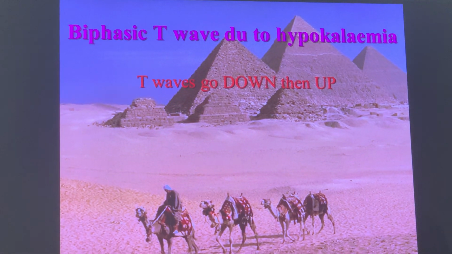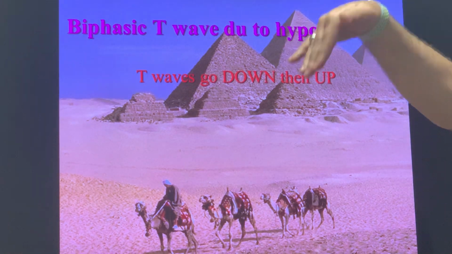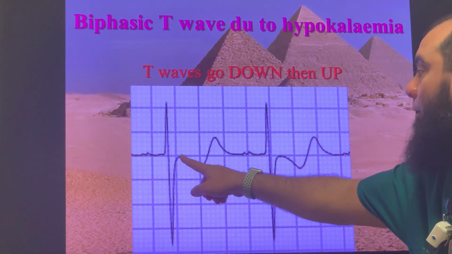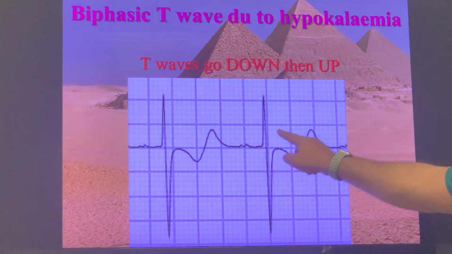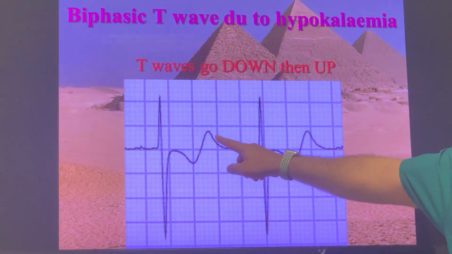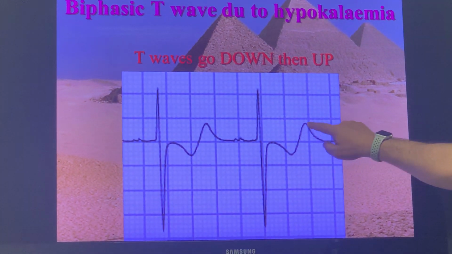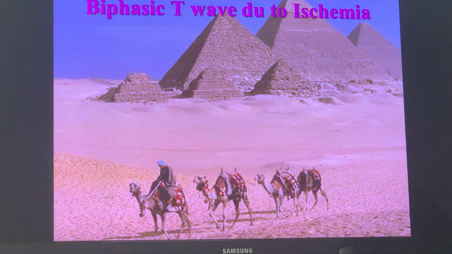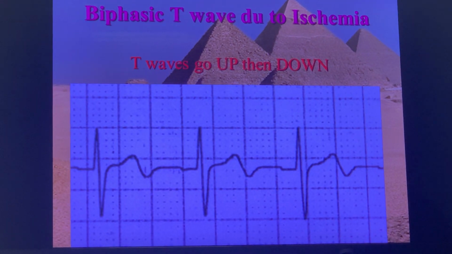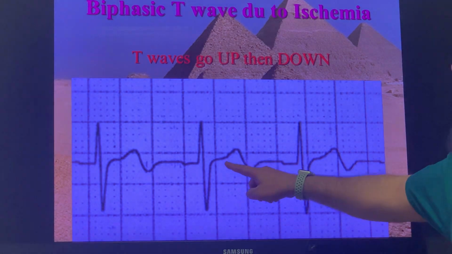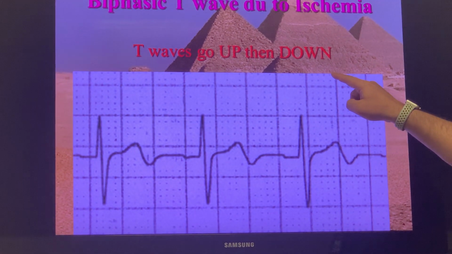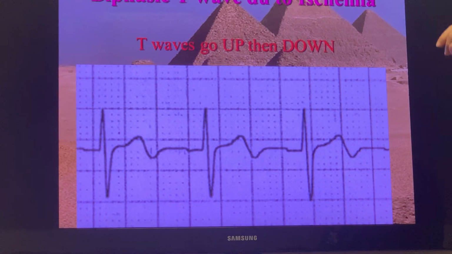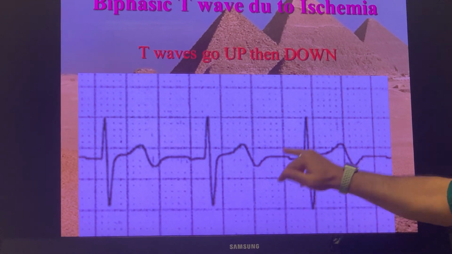The T wave due to hypokalemia starts by going down, then up. So this way. So this is the ST, the T wave goes down, then goes up. So it is biphasic, but negative first, then positive. So it is a hypokalemic change. But the ischemic changes go up first, then go down second. So positive, then negative. Is that clear? So negative, then positive, we speak about hypokalemia, but positive, then negative, we speak about ischemia.